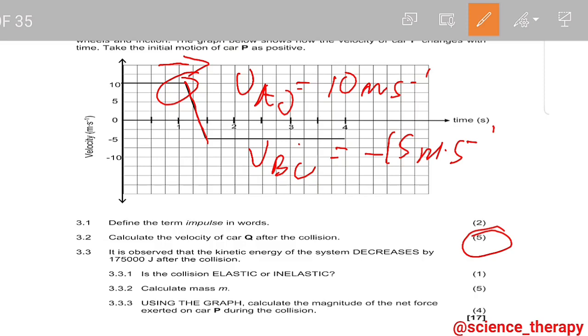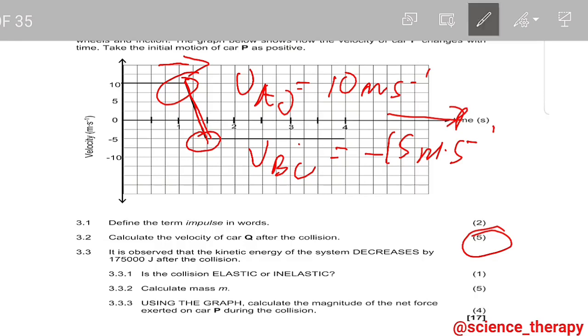But then now we can see that this collision is taking place and then it crosses the x-axis. When it crosses the x-axis, what happens to car P? It tells us that now car P is moving in the opposite direction. So this -5 now indicates that the car has changed the direction of motion. So once you see the line crossing the x-axis, remember that is a change in the direction of motion.